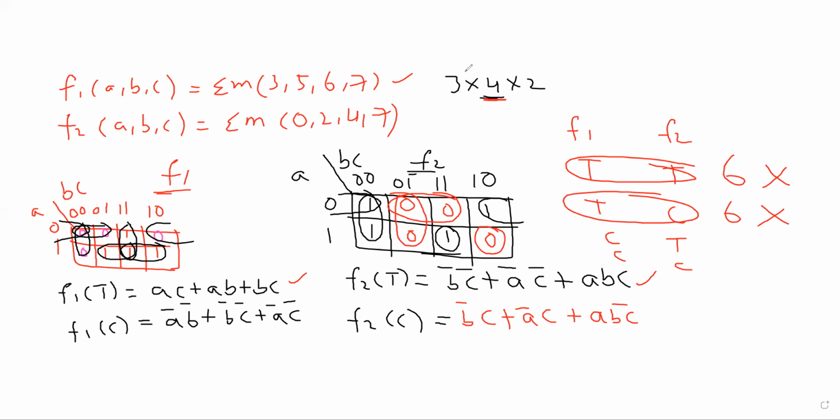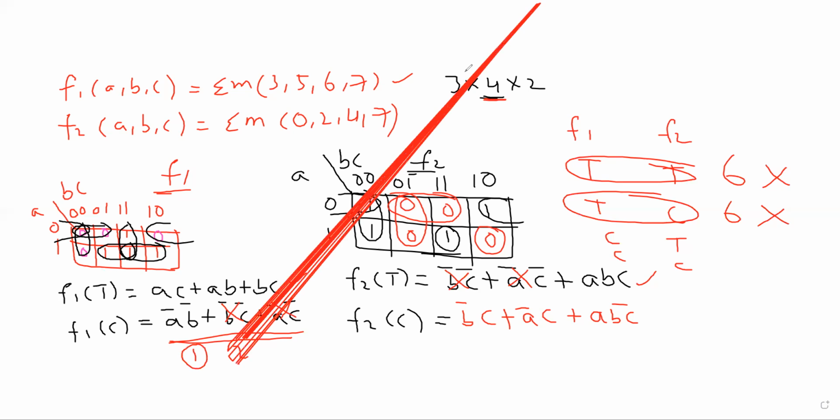Now I can take the complement of F1 and true of F2. If you observe, there is a matching term here. B bar C bar is matched, and A bar C bar is matched. The matching terms are going to be taken only one time. This is the first product term, and this is the second product term, sorry for that.